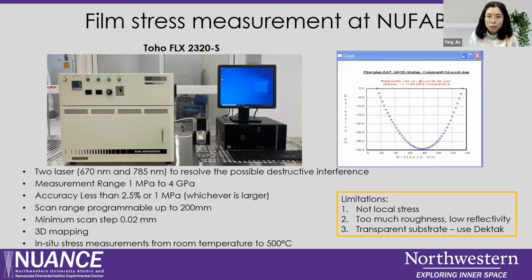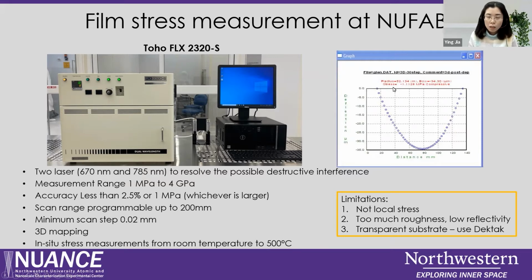So our system at NUFAB is called Tahoe FLX 2320S system. It is a very popular laser film stress measurement system. What it does is it automatically scans the laser across the film and plots the data and automatically calculates the stress. So this is a typical data output by this system. It has this mirror distance and diffraction, and also it calculates stress directly displayed here.